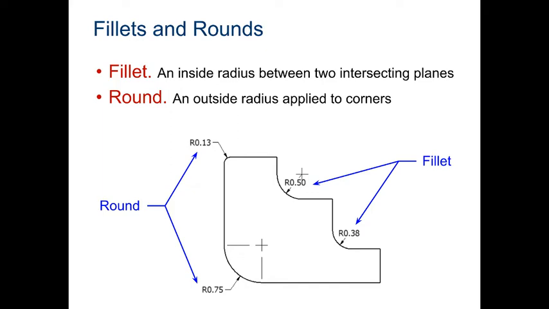The outside fillet, if it's on the outside of a part, is called a round. If it's on the inside, it's called a fillet. Why? They just do it. Why can't it just be fillet? I don't know, I can't say why. So the round is on the outside, and the ones with the inside radius are the fillets.